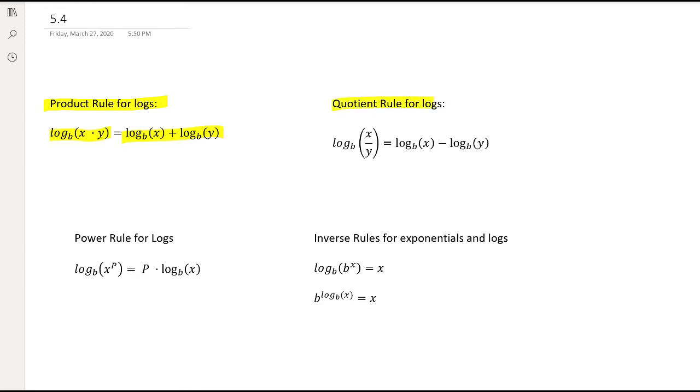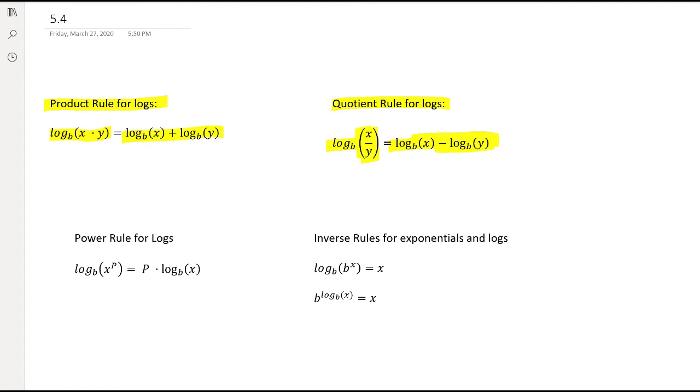The quotient rule for logs says, what if we were dividing our arguments? So what if it's log base b of x divided by y? What does that equal? Well, we can once again separate that into two separate logs. And the key here for all these rules is that the logs have to have the same base, right? And so it's going to be log base b of x minus log base b of y. So the difference here is that we went from plus to minus. Easy way to remember that is, multiplication, repeated addition. Division is repeated subtraction.